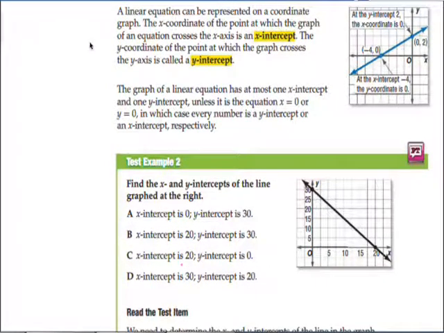Okay, so a linear equation can be represented on a coordinate plane graph. The x-coordinate of the point at which the graph of an equation crosses the x-axis is known as the x-intercept. Where it crosses the y-axis is called the y-intercept. These two pieces of information are really useful when drawing a line, because to draw a line we only need 2 points. The y-intercept is whenever x is 0, and the x-intercept is whenever y is 0.